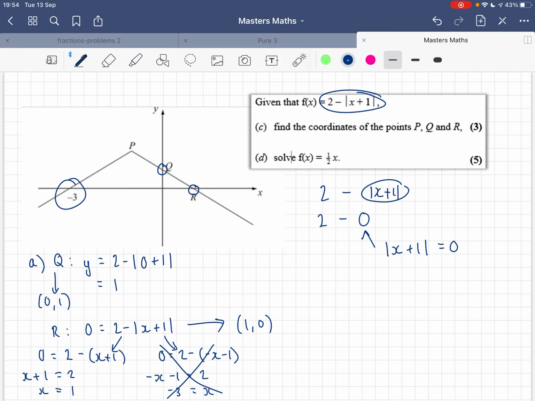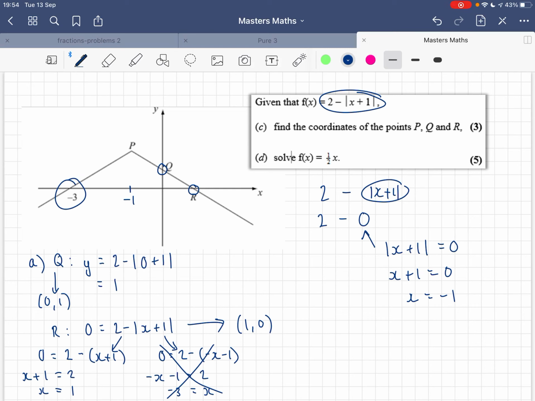I feel like I'm over-explaining this to the point where it could be confusing you further. So we need modulus x plus 1 to be equal to 0, which means that x plus 1 is equal to 0, so x has to be negative 1. So this means our x value here is negative 1.